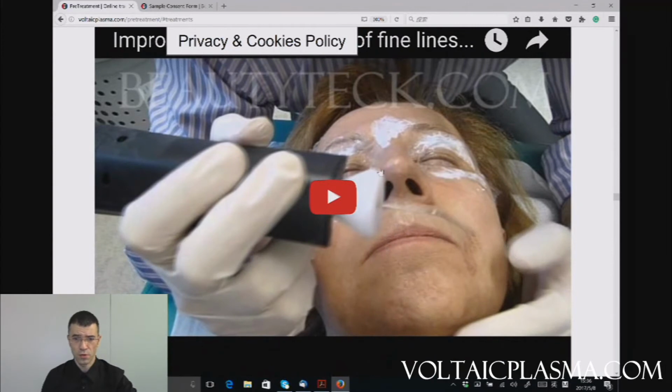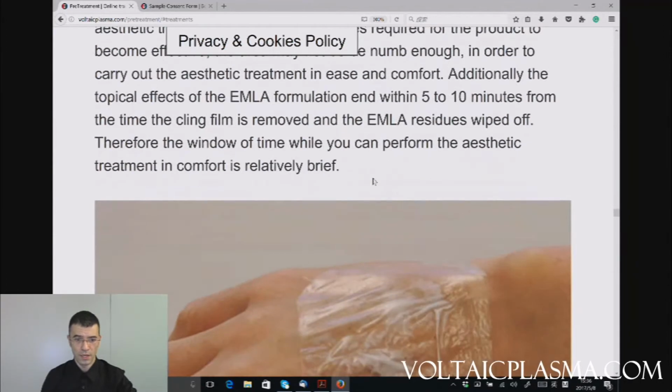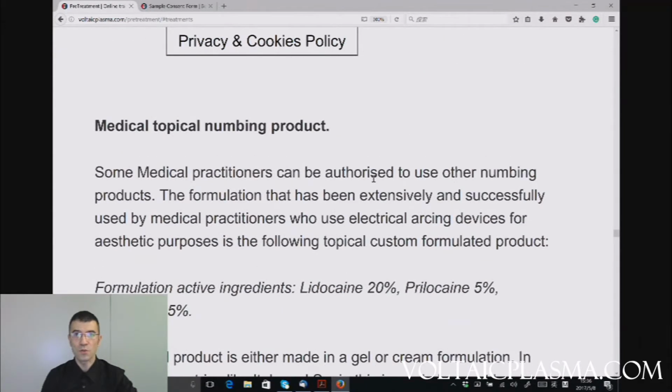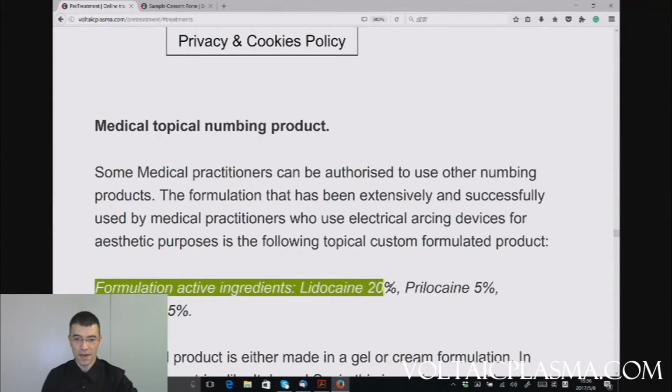And then you have a video showing you how this numbing product was used on one particular occasion. But it can be a bit bothersome to wait for 45 minutes. So if you're a medical practitioner, then you can use stronger products, and this is the part where we talk about it. And the formulation is 20% lidocaine, 5% prilocaine, and 5% tetracaine.